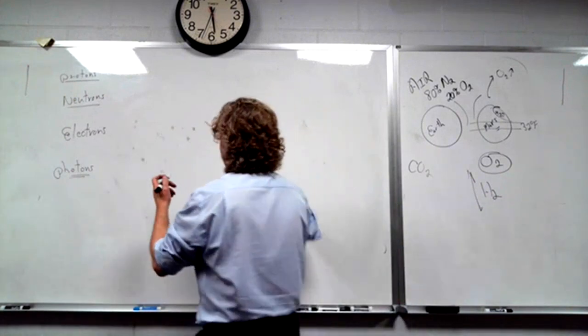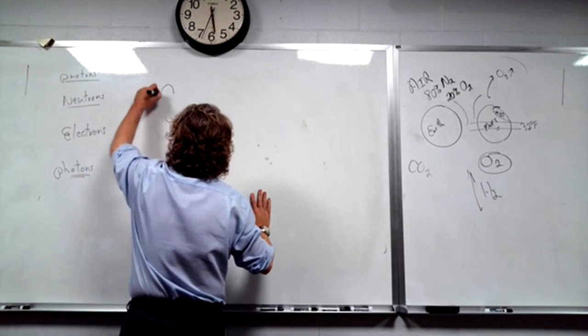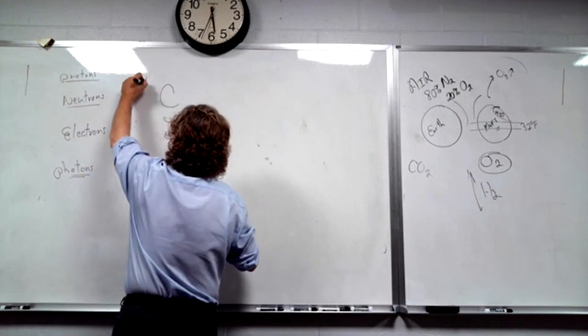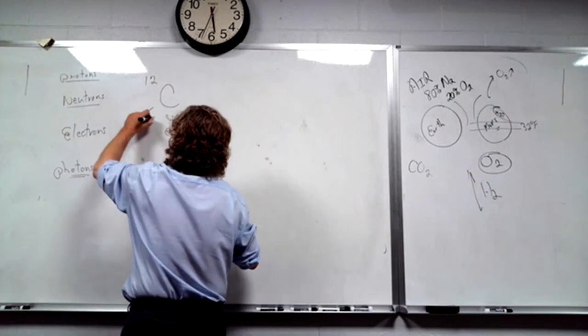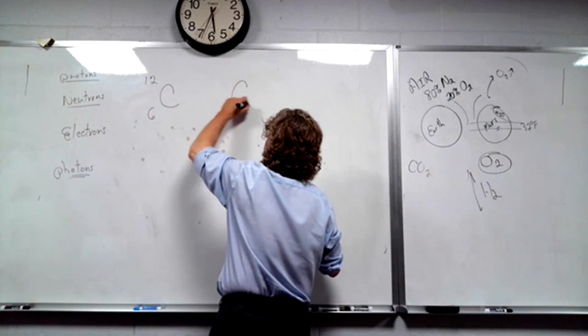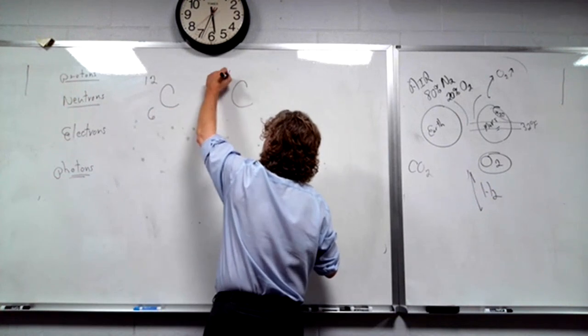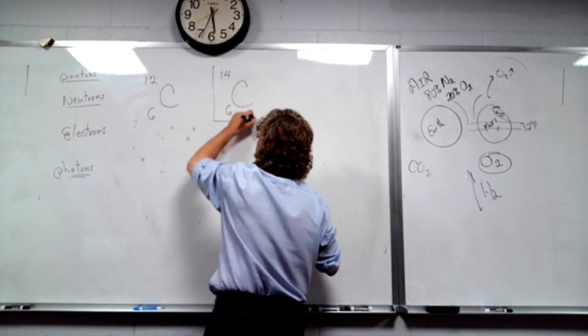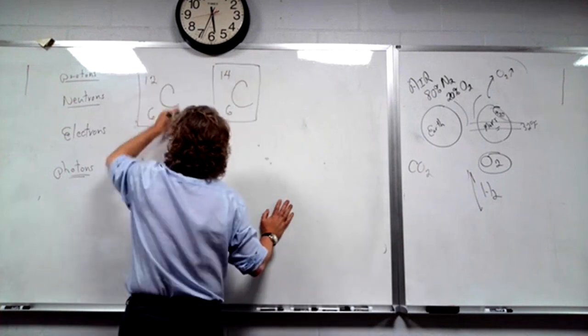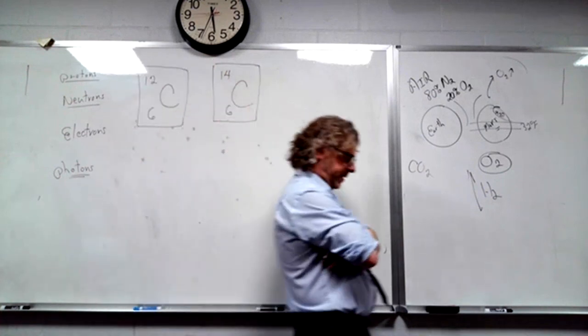Now, looking at our atom, let's try carbon. Carbon, I'll put a 12, I'll put a 6. Here's another carbon. I'll put a 14 and I'll put a 6. And I'll put a box around it so it feels comfortable to you. Looks a little bit like something on a periodic table.